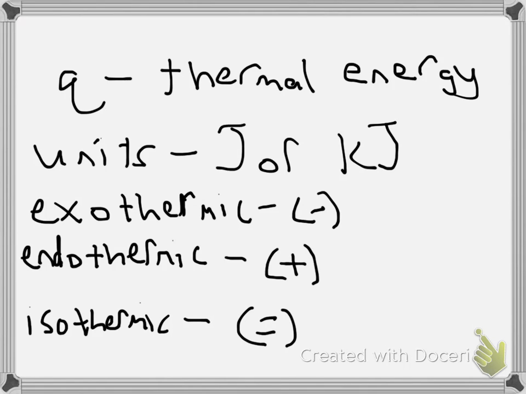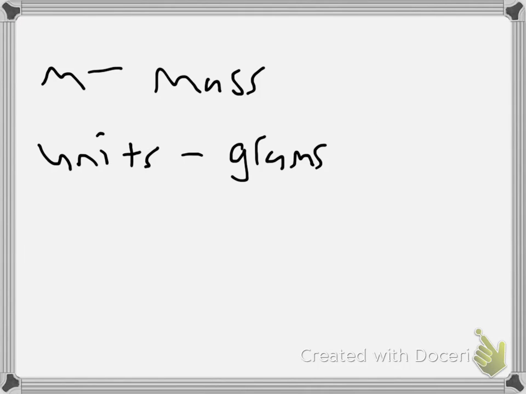So Q. Q is the thermal energy, and the units for thermal energy are joules or kilojoules. And there's three different types of thermal energy. There's exothermic, there's endothermic, and there's isothermic. Exothermic is when energy is being released. Endothermic is when thermal energy is being gained, and isothermic is when the thermal energy being released and gained is equal.